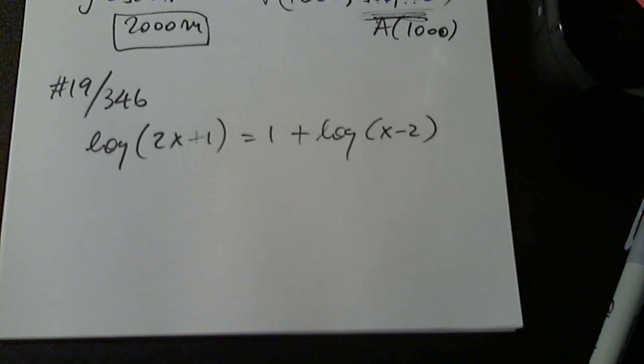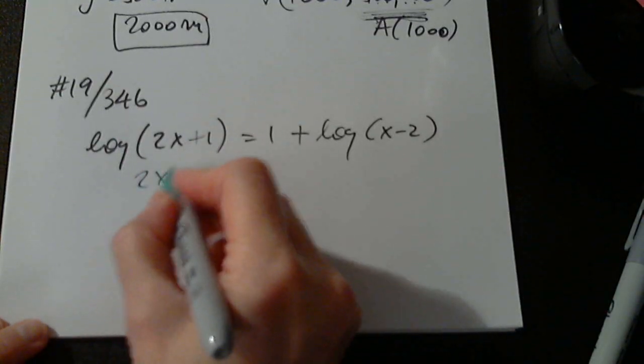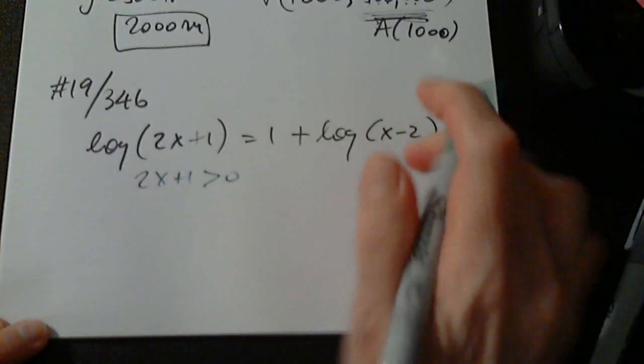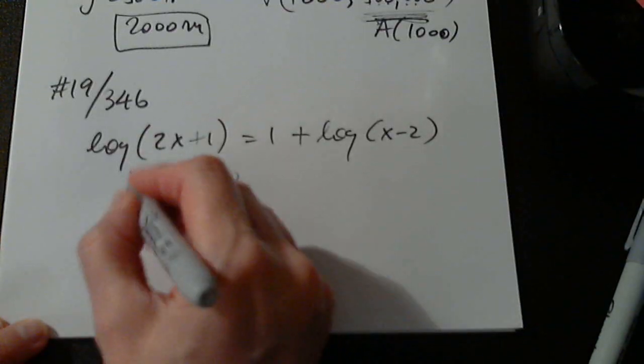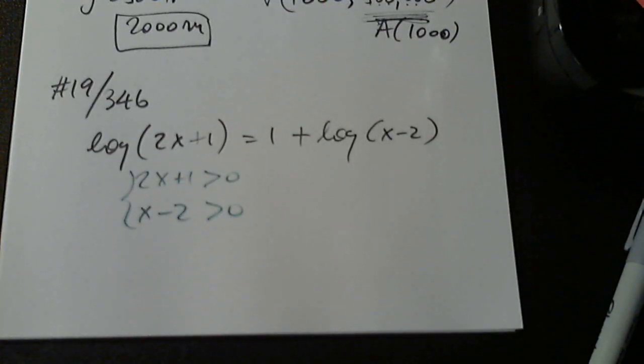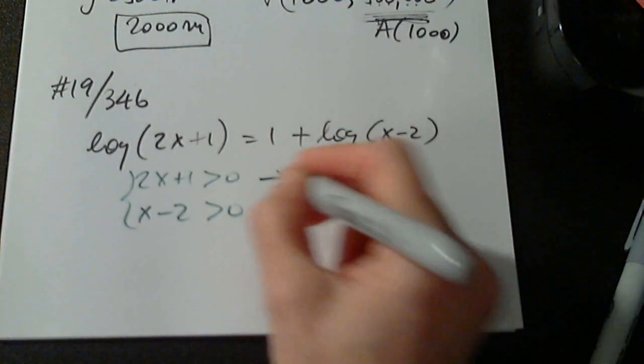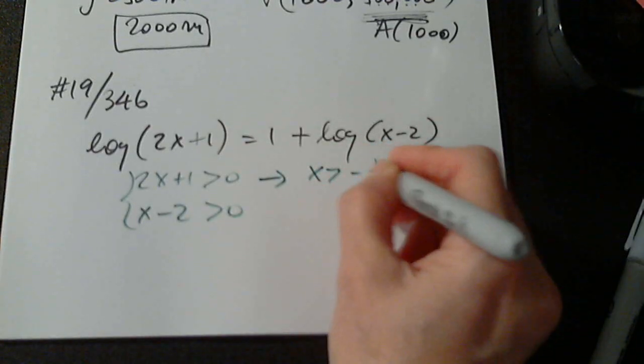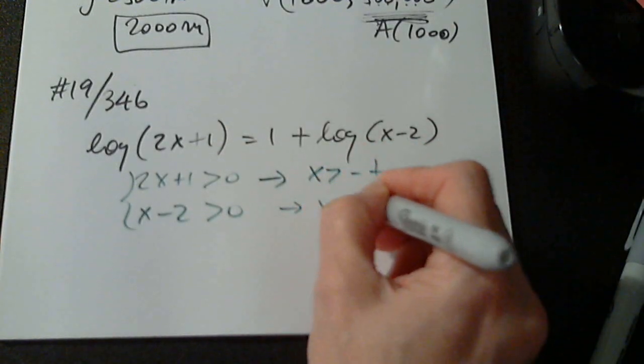Is it restrictions? Yes, please say 2x plus 1 greater than 0 and x minus 2 greater than 0. These are absolutely necessary. If you use the method that I like, if you don't want to state a domain, then you have to make sure that you check at the end. Good. So this is x greater than negative 1/2, and this is x greater than 2.